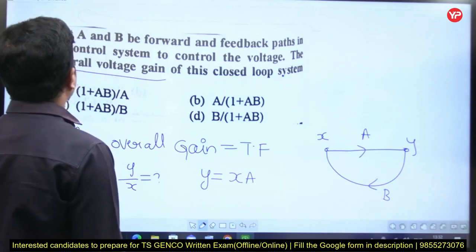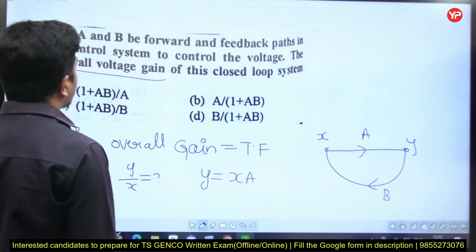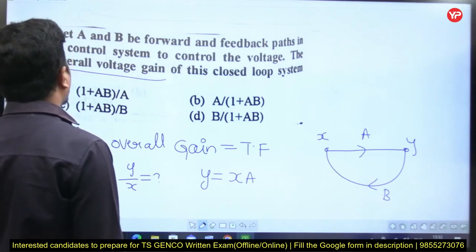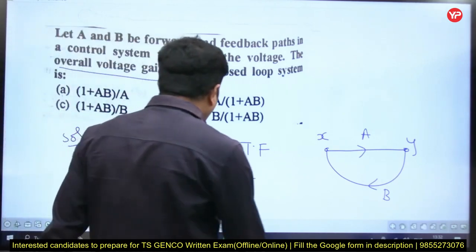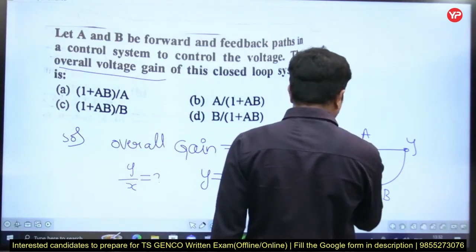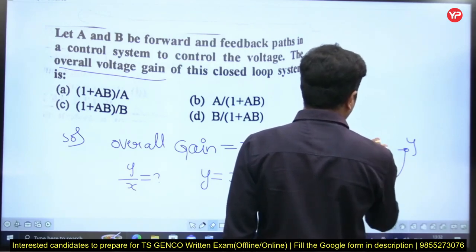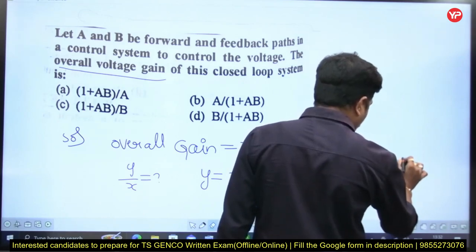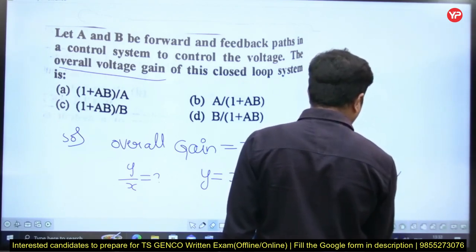If A and B are the forward and feedback paths in a control system to control the voltage, the overall voltage gain of this closed loop system is. So what is his meaning? Not this one. His meaning is not this one. He is taking it this way. Observe it here. I drew it wrongly. I'll do that again.